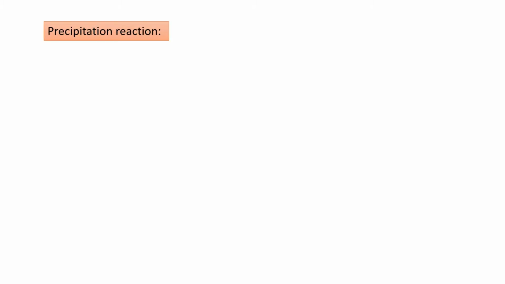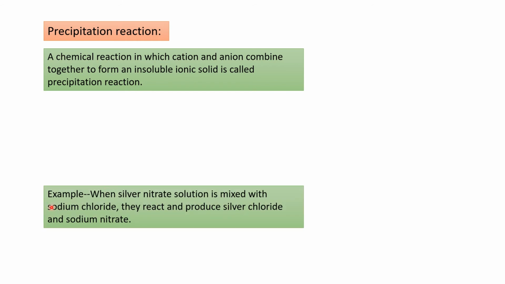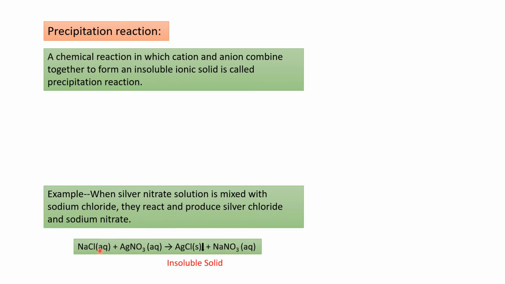Precipitation reaction. A chemical reaction in which cation and anion combine together to form an insoluble ionic solid is called precipitation reaction. Say for example, when silver nitrate solution is mixed with sodium chloride, they react and produce silver chloride and sodium nitrate. Here silver chloride is an insoluble solid. An insoluble solid is called a precipitate.